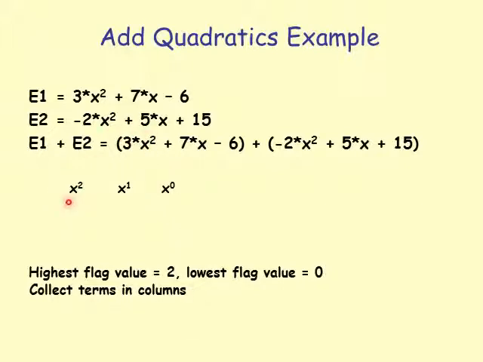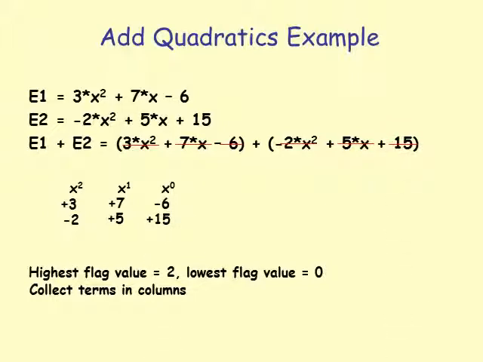So 3x squared, 3 goes in the column x squared. Then plus 7x, 7 goes under the column first power of x. The minus 6 constant term goes under the 0th power of x. Minus 6 goes in. So now the second expression, which is e2: minus 2 for x squared, plus 5 for x, and plus 15 for the constant term.